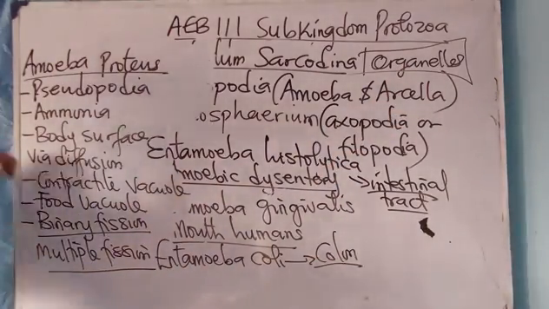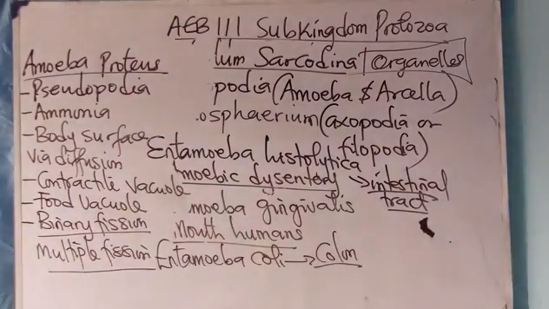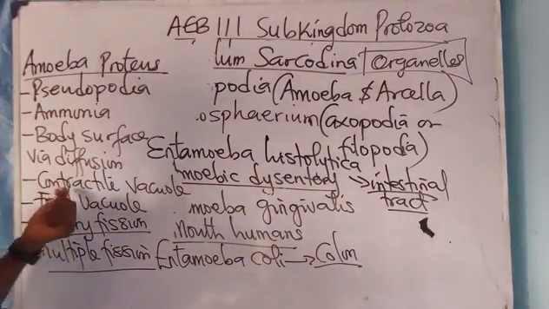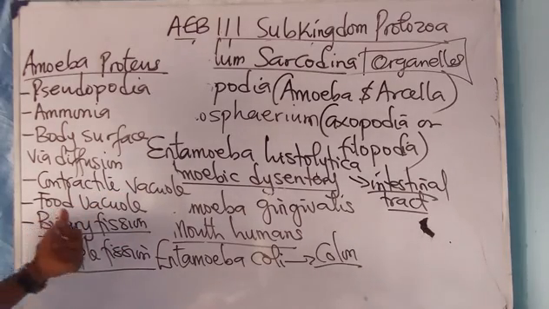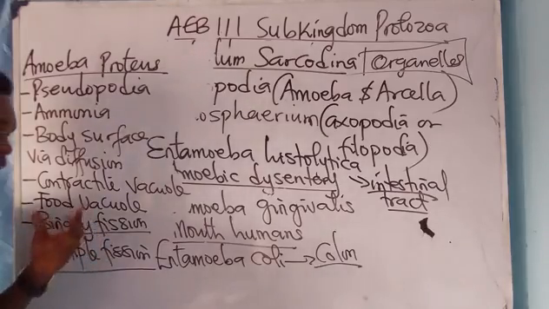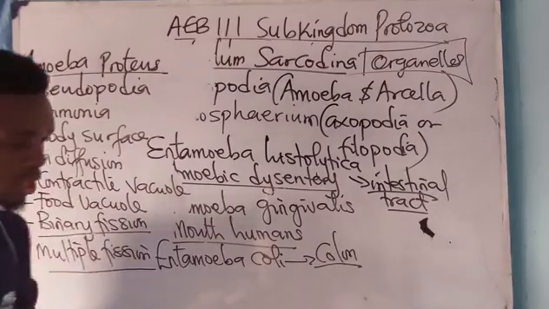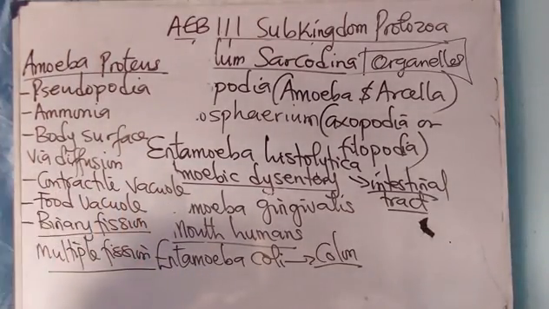That is for that. Pseudopodia for locomotion, amoeba major wastes, body surface for respiration via diffusion. Excretion is done using the contractile vacuole. The food is digested in the food vacuole. Binary or multiple fission is a means of asexual reproduction. It does not undergo sexual reproduction. Take note. Then nutrition.